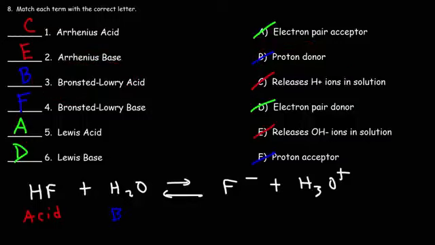Water in this reaction is acting as the Bronsted-Lowry base. Water accepts a proton from HF, and as it absorbs that proton, it turns into the hydronium ion H3O+. So a proton acceptor is a Bronsted-Lowry base.